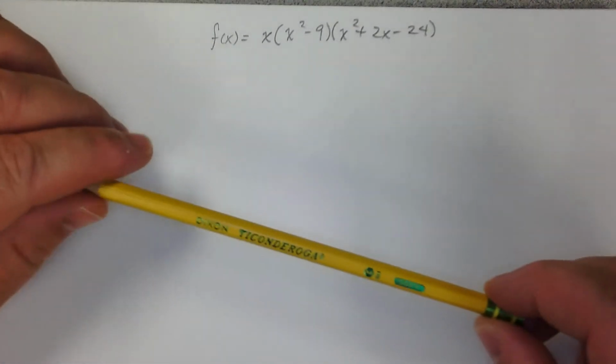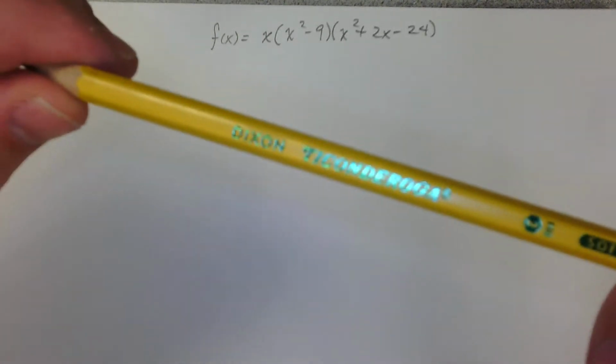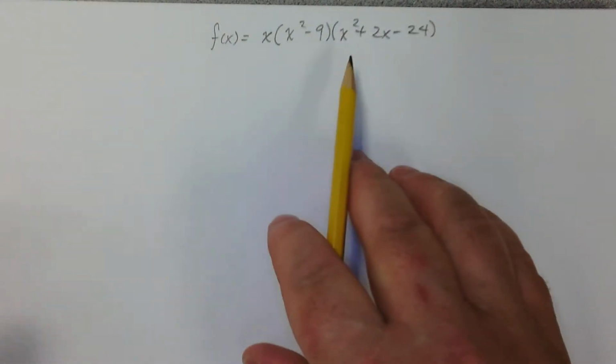Let's use this good old-fashioned Dixon Ticonderoga number 2, hashtag not sponsored, here's what we're going to do. We're going to graph this. This is what's coming up next.